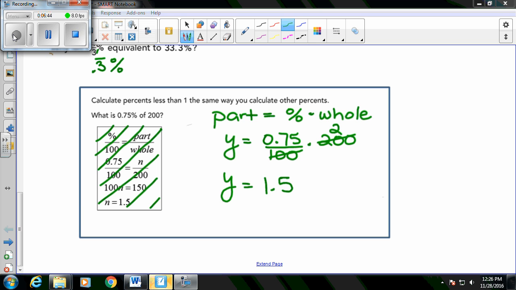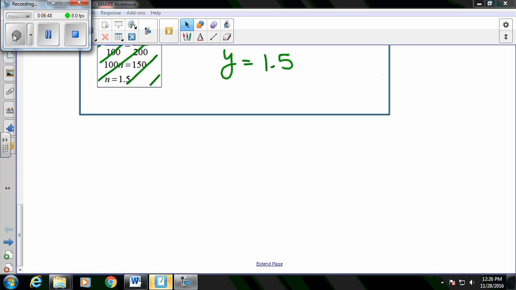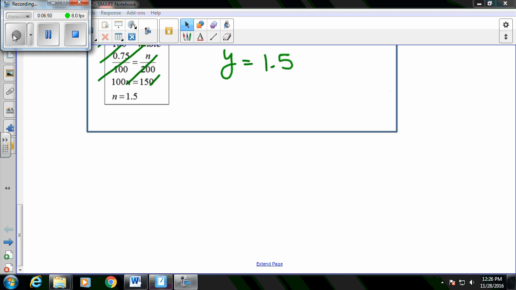The other thing that you could have done, some of you prefer to work with it in decimal form, you could have said, sorry about that, you could have said y equals, and it's not letting me write.